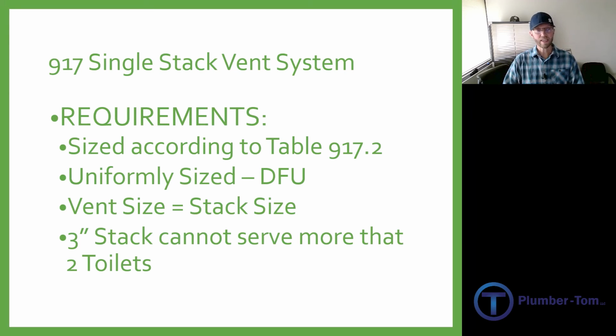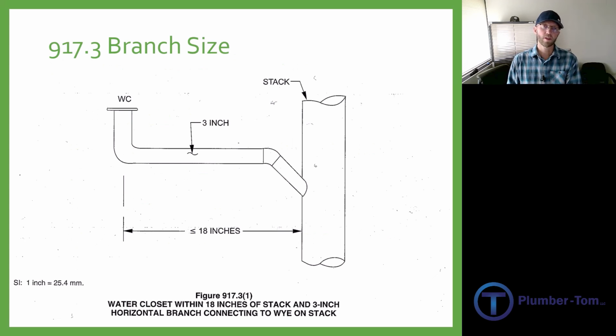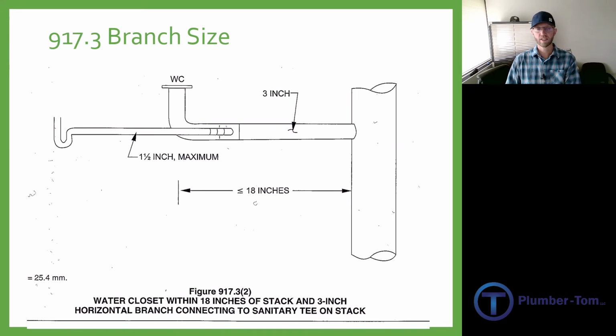Again, the vent equals the stack, so it's the same size, it's the same pipe, and there's a requirement that a 3-inch stack cannot serve more than 2 toilets. 917.3 states that the toilet connection has to be within 18 inches of the stack. And so long as that toilet is within 18 inches of the stack, it can have one branch coming off of that, which would be a 1.5 inch drain maximum. Now this requirement would be specific to the 3-inch pipe going to the toilet.